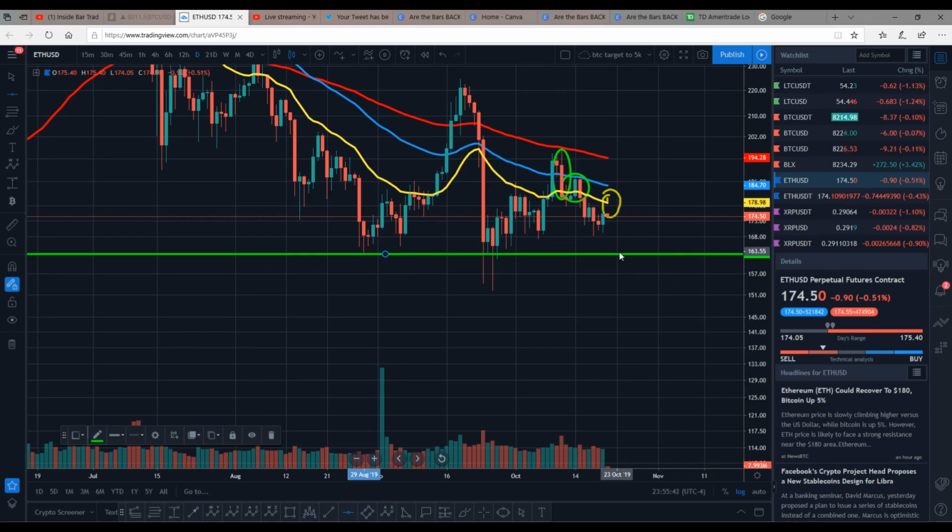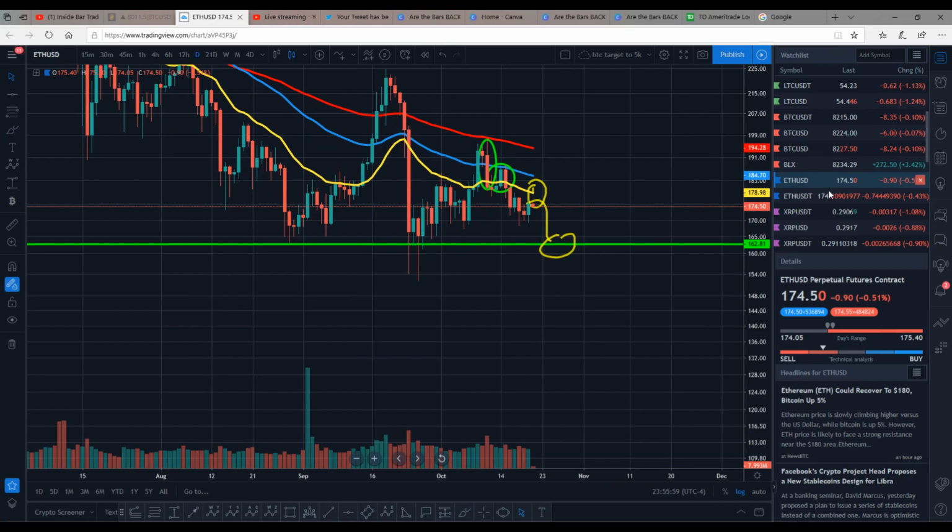So you could anticipate another drop if BTC is going to be reversing from 8,300 down to like 7,879. Ethereum is not going to resist that pressure. It's most likely going to drop down to this level, okay?